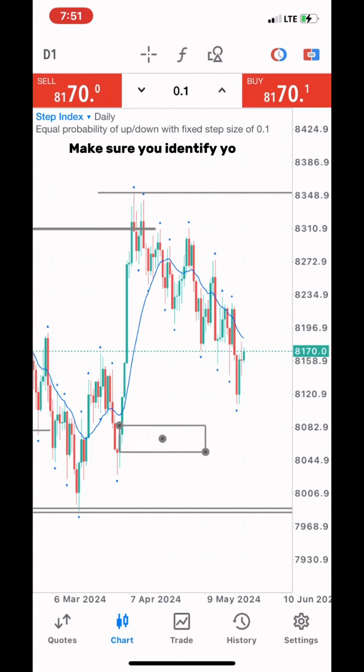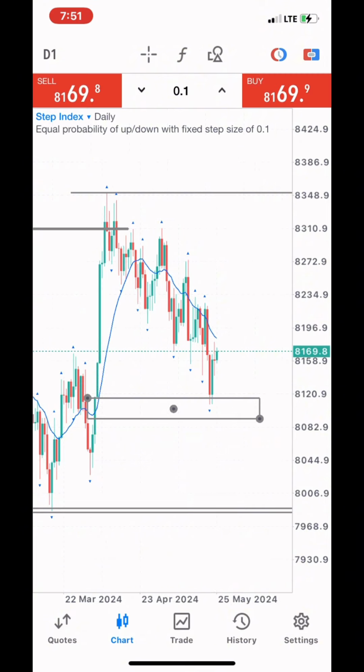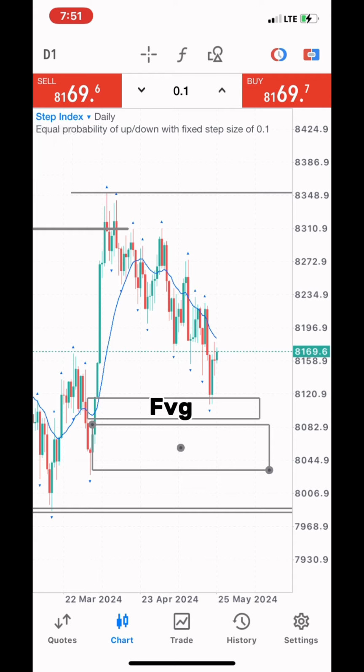Make sure you identify your fair value gap before you mark your order block. Order block.